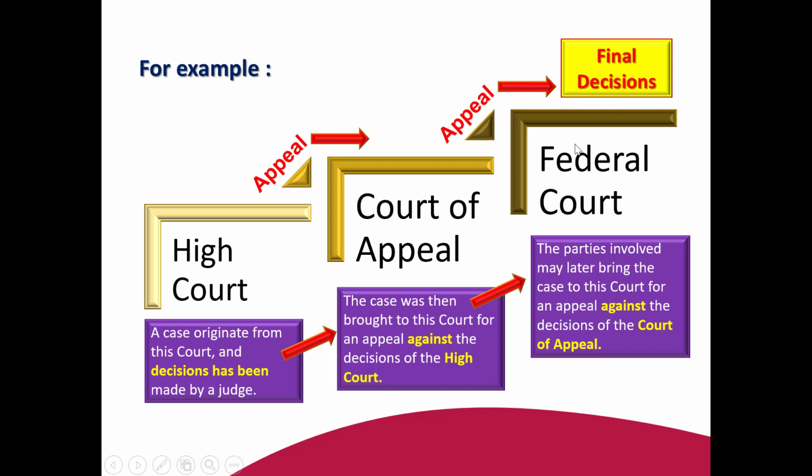So this is the example of the appellate jurisdiction. Fungsi bidang kuasa rayuan Mahkamah Persekutuan atau Federal Court, yang mana Federal Court is the court which gives the final decision for the case. This is the highest court which makes the final decision for any appeals from the lower court.